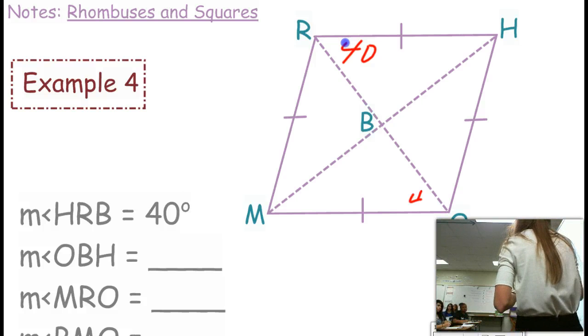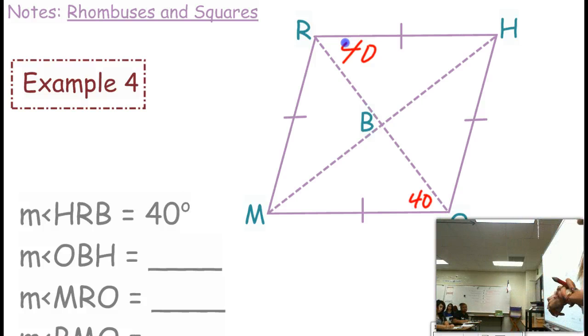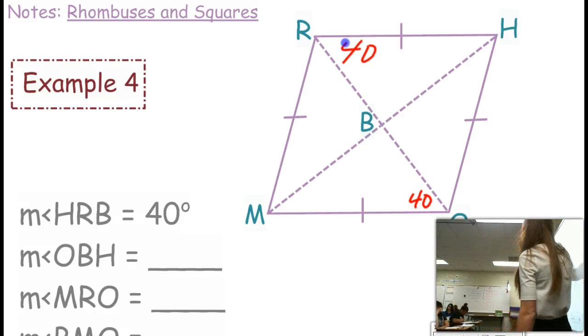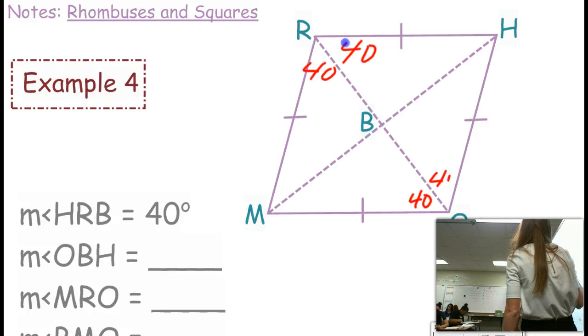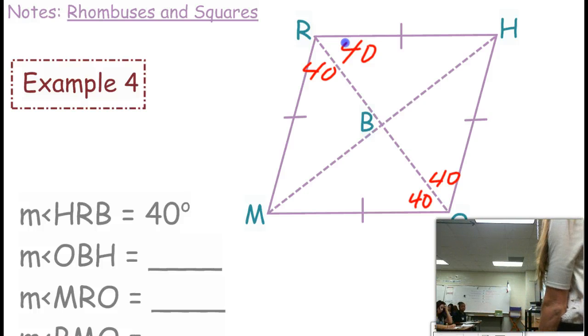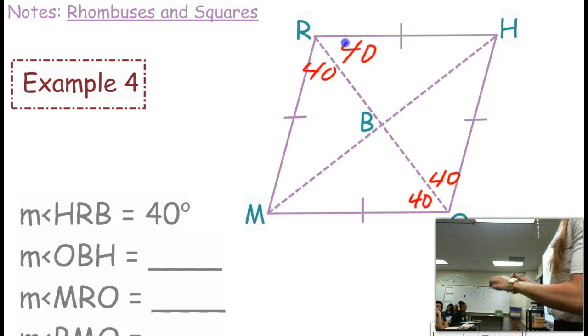Okay, alternate interior angles, but that's not using our new property. This angle got cut in half. If half of it's 40, then the other half is 40. That's the first thing you can label. 40, 40, 40, 40.